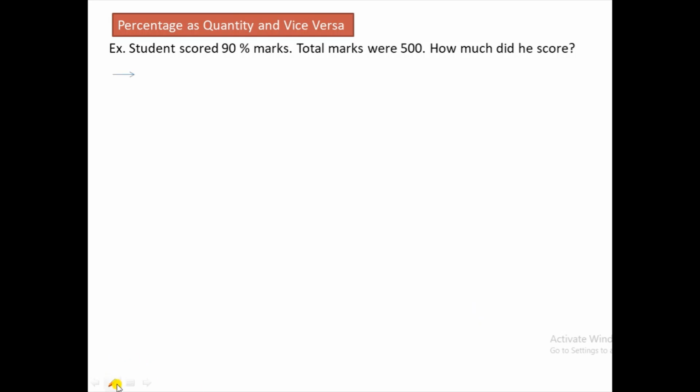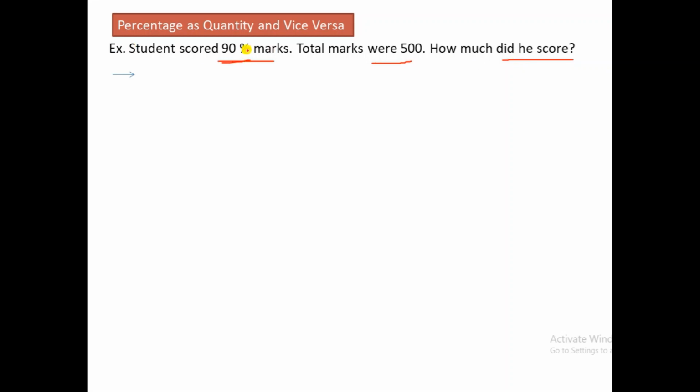Next application is a percentage to be represented as a quantity, and sometimes quantity as a percentage. Let's take one example. A student scored 90% marks and the total marks were 500. So how much did he score? The question paper is of 500 marks. So how much did he score? We want the absolute figure. This is given in the form of percentage.